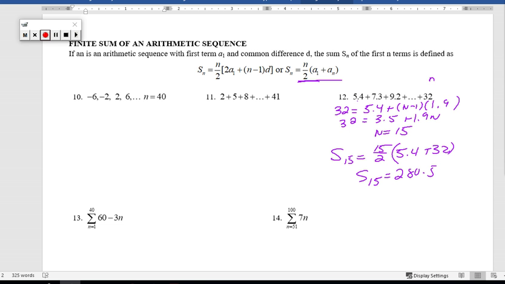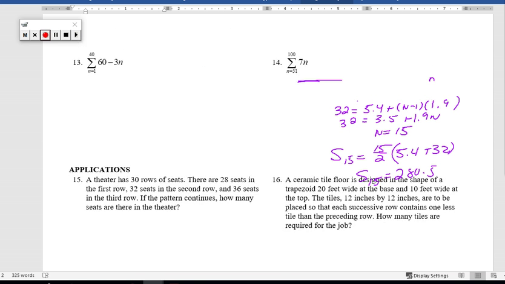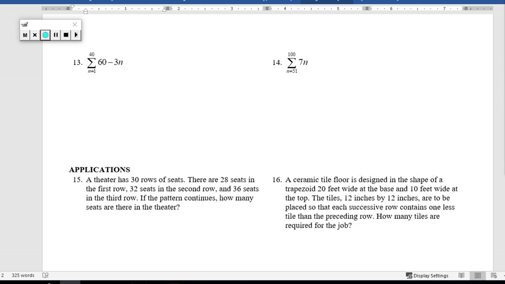Looking at number 13, we are looking at the summation of n equals 1 to 40 of 60 minus 3n. What we need to get is our first term and then also our last term. So using our summation here, I know a sub 1 is going to be 60 minus 3 times 1, so that's going to be a total of 57. A sub 40 is going to be 60 minus 3 times 40, and that is a total of negative 60.